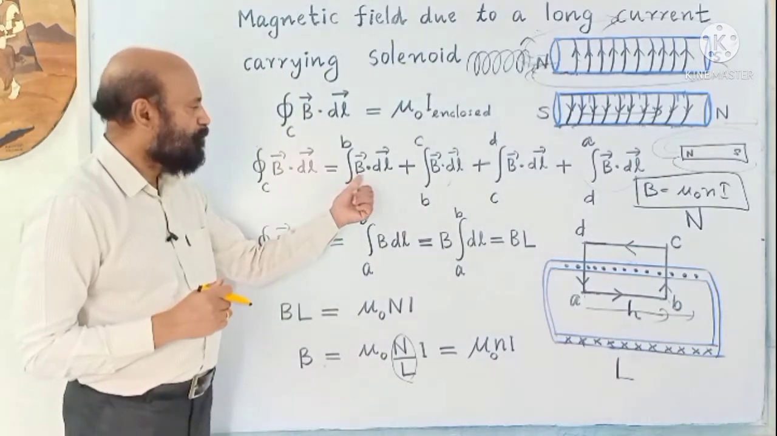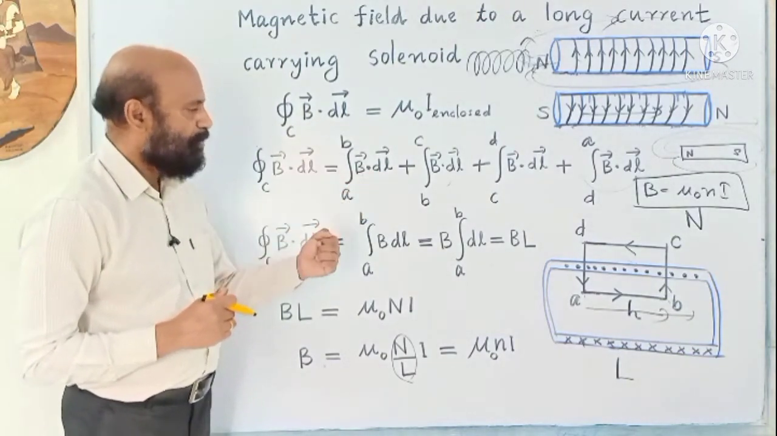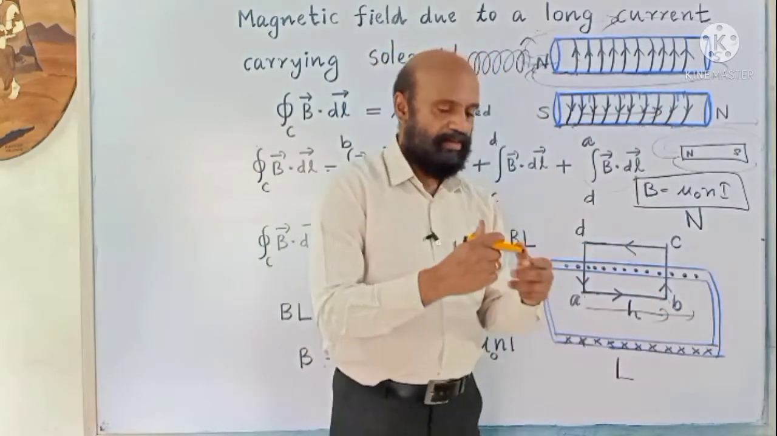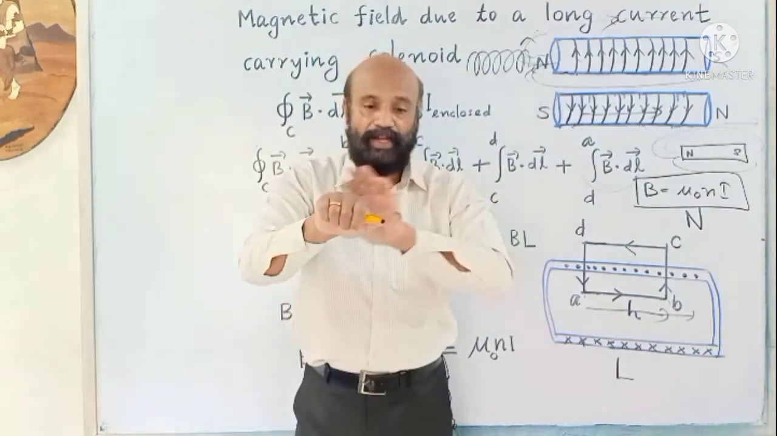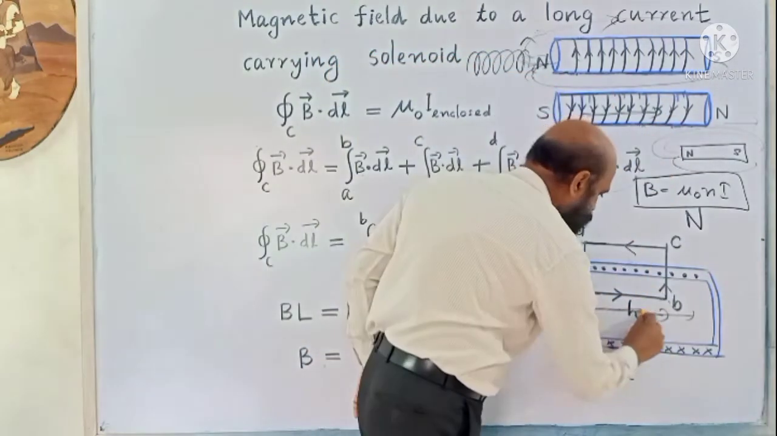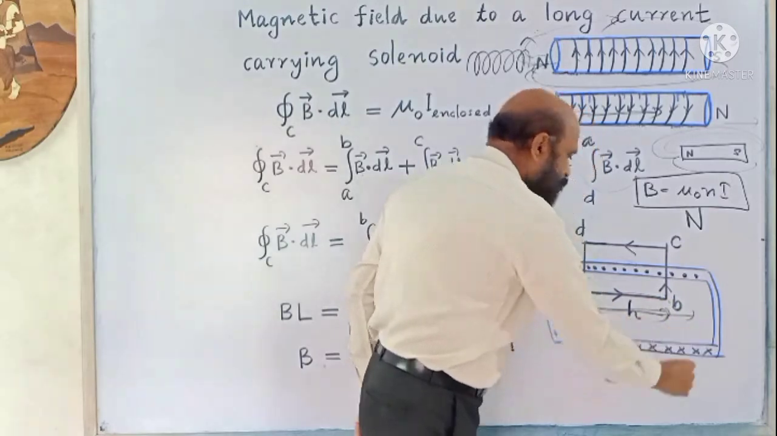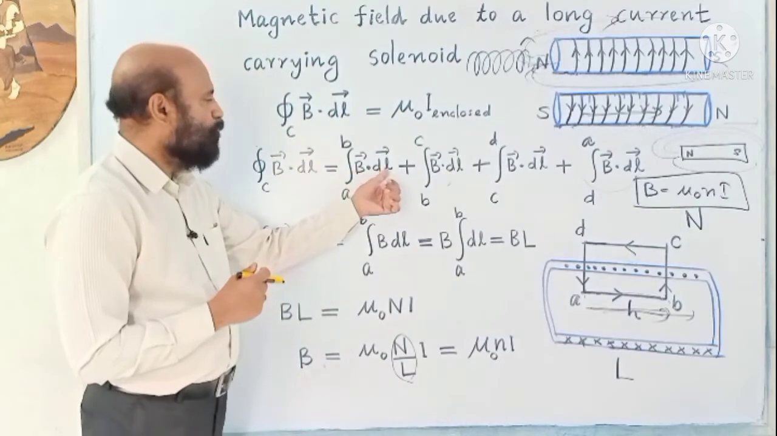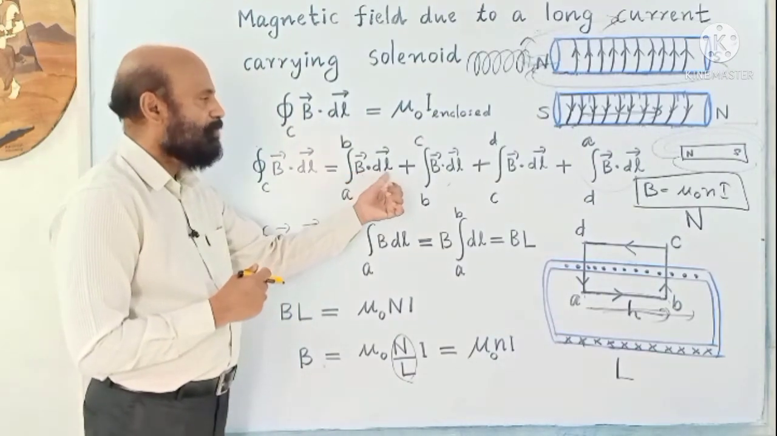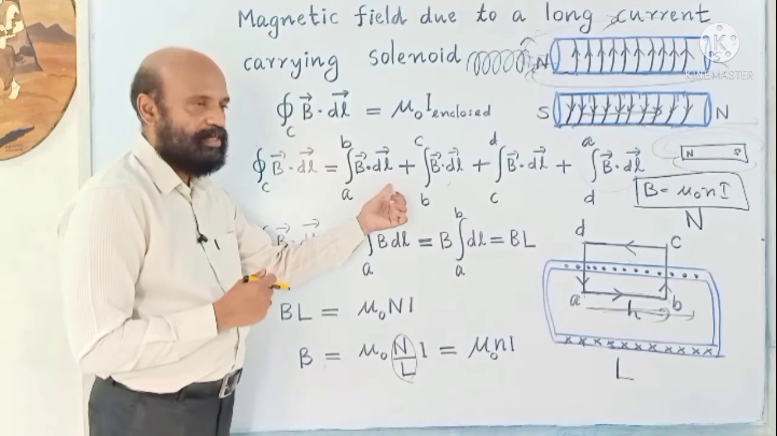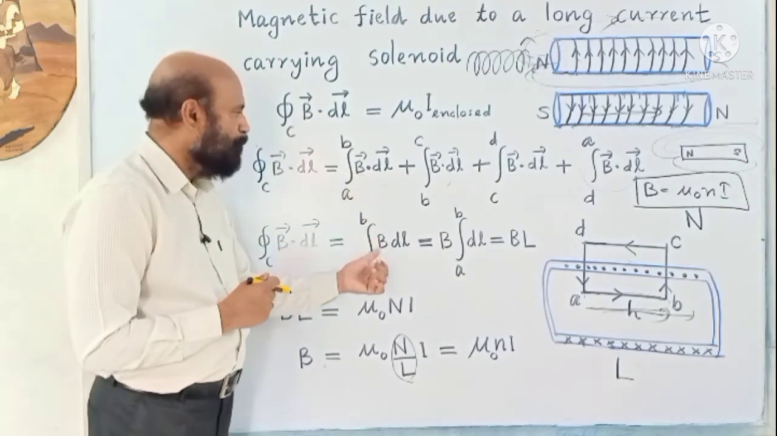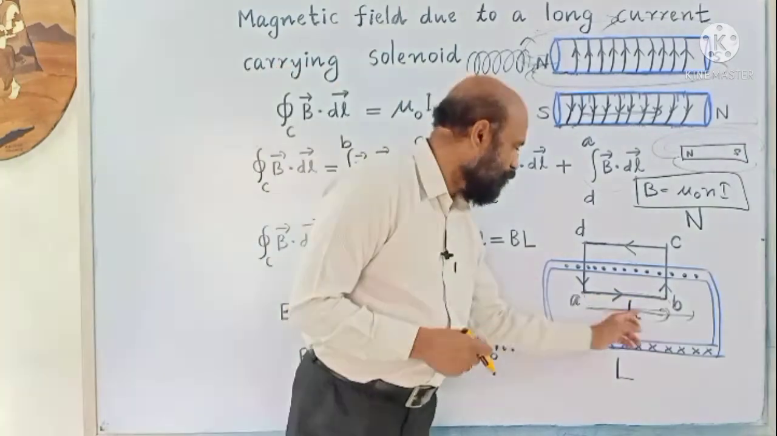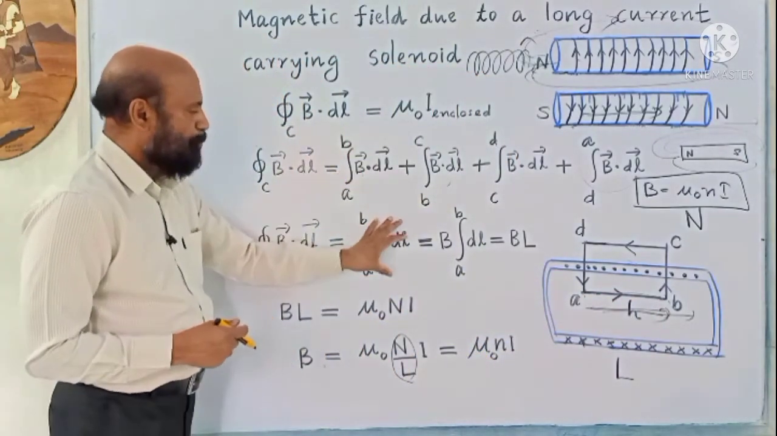Now let us see the first integral, B vector dot dl vector. Here, see, when current is in this direction, magnetic field is that side. So here magnetic field that side, AB, both are in the same direction. So theta is 0. B vector dot dl is B dl cos theta. Magnitude of B vector is B, magnitude of dl is dl, then cos theta. But in this case theta is 0. Cos 0 is 1. So this is B into dl.